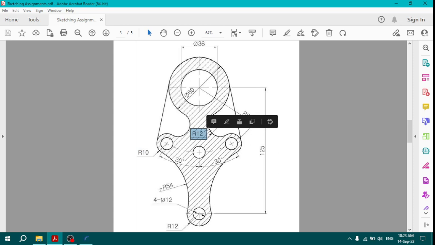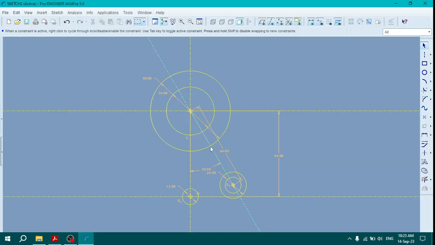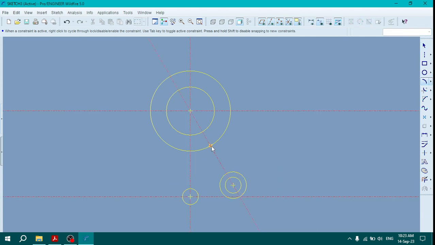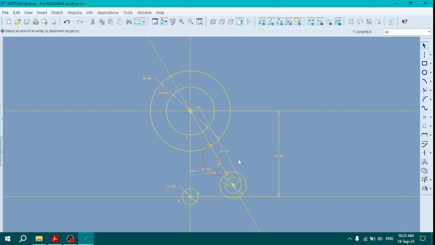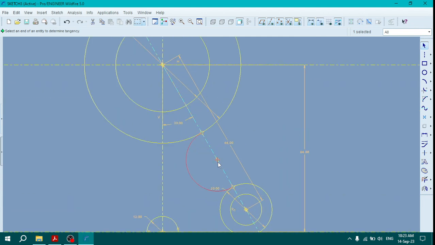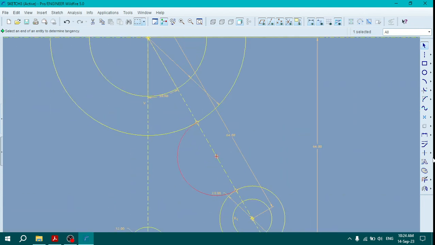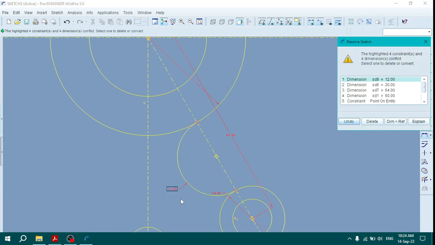This particular arc is given of a radius 12, right? So that means the arc would start at this point and this point, and its center would lie on this axis. So let us create that arc of radius 12. Now if you check, we have taken this point such that it is located on this particular axis. If you check the diameter, it must be 12, right?